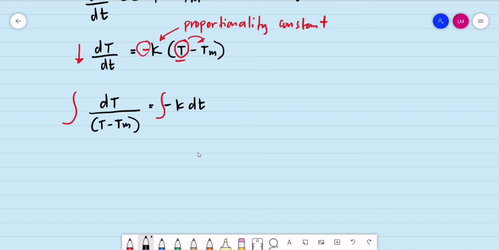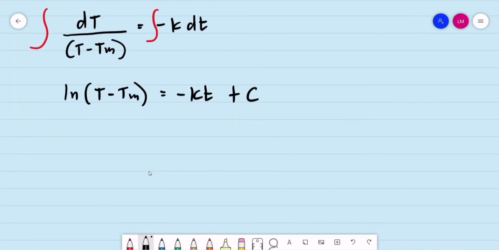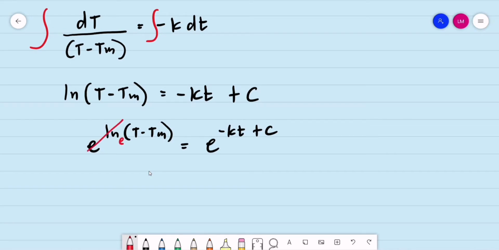This is the same as, if we are to recall our integrals, the natural logarithm of T minus T sub m is now equal to negative k times the integral of dt, which is t, plus the arbitrary constant. So for us to remove this ln, we are to use e. This is now e raised to ln of T minus T sub m is now equal to e raised to negative kt plus c. But we know that the base of ln is e, so we can cancel this one.